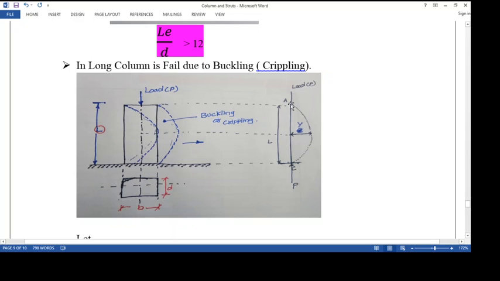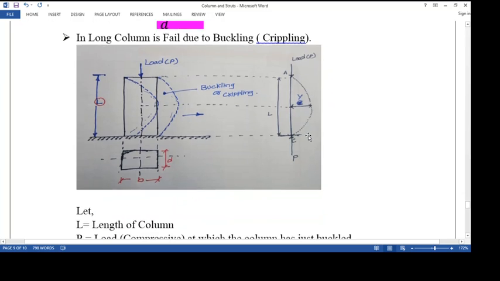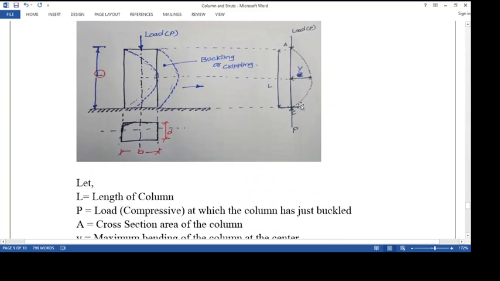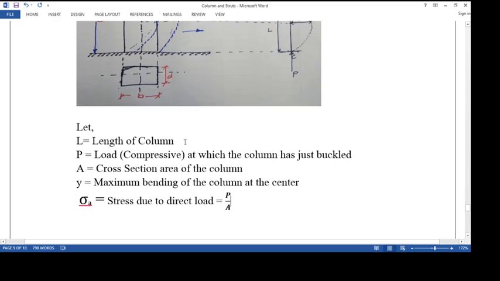You see this frame structure. This is the load. This is the length of the column. And this Y means the maximum bending of the column at the center. Let L be the length of the column, P the load compressing the column which just buckled, A the cross-sectional area of the column, and Y the maximum bending of the column at the center.